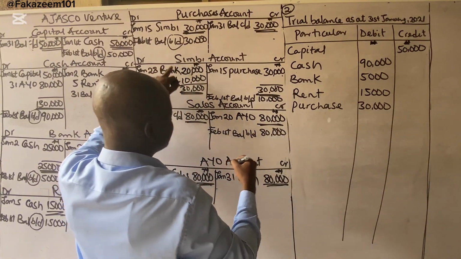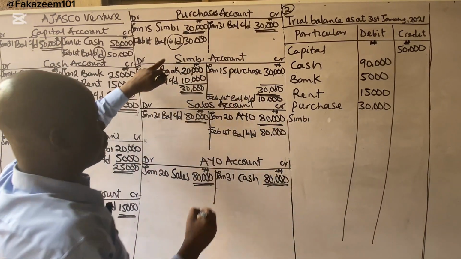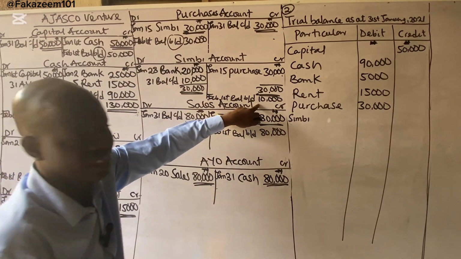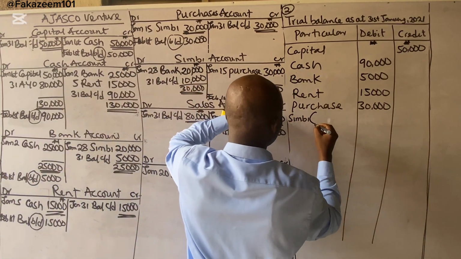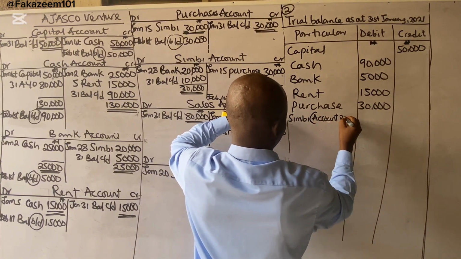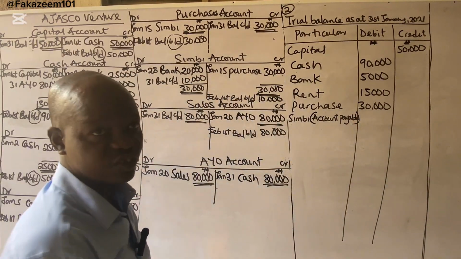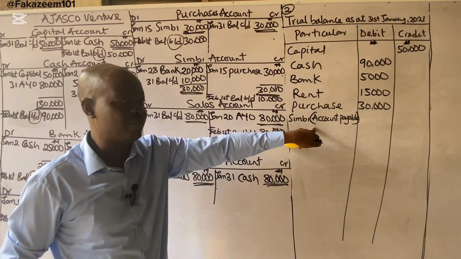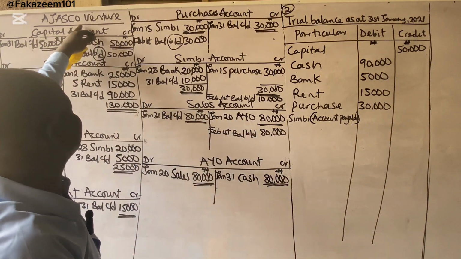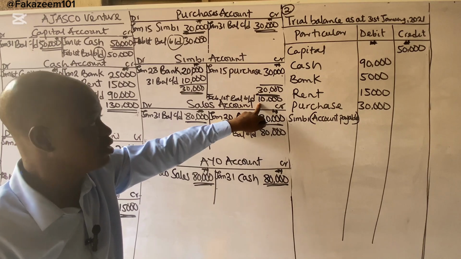Simbi. Simbi, being a name of a person. Who is Simbi? Simbi finds itself on what? Credit side. Simbi is known as a creditor, or we call it account payable. Simbi is a creditor, but in line with IFRS, we call it account payable. What it means is that Ajasco Venture is still owing Simbi 10,000 naira.